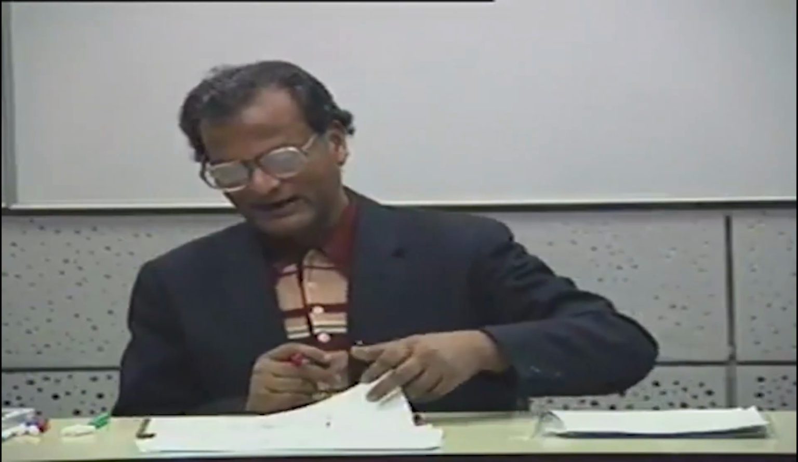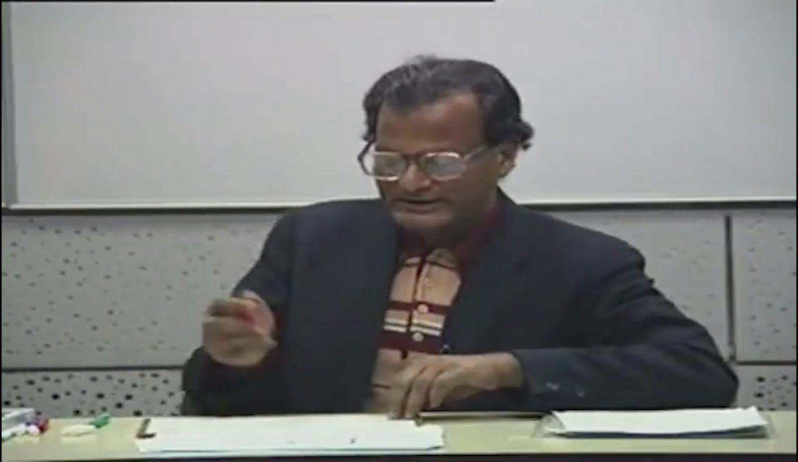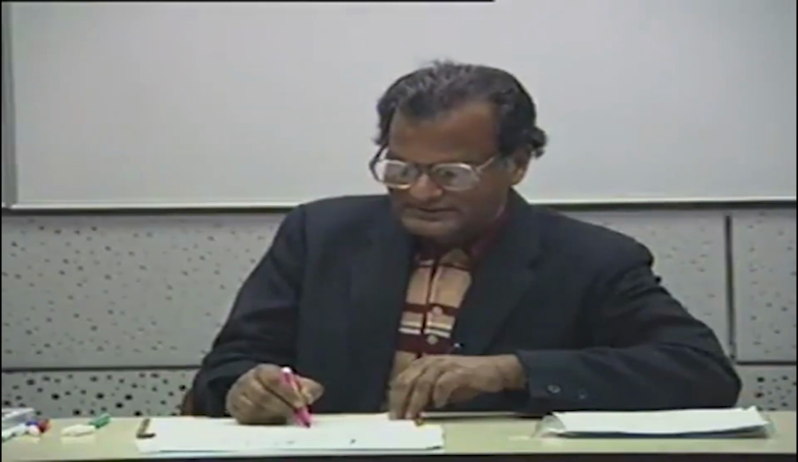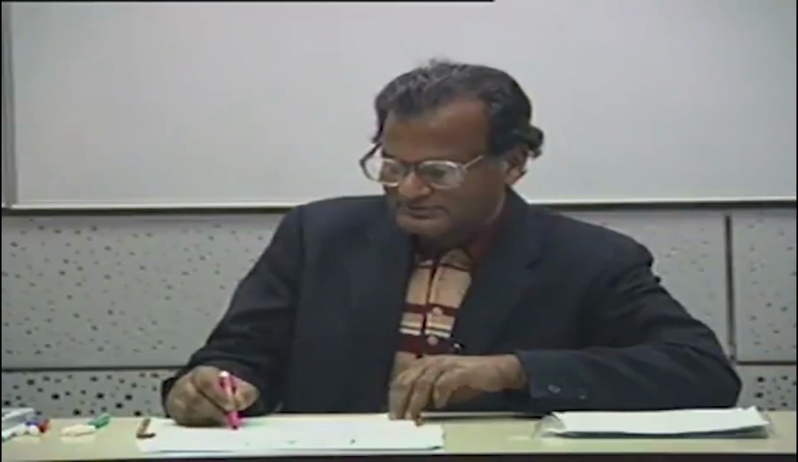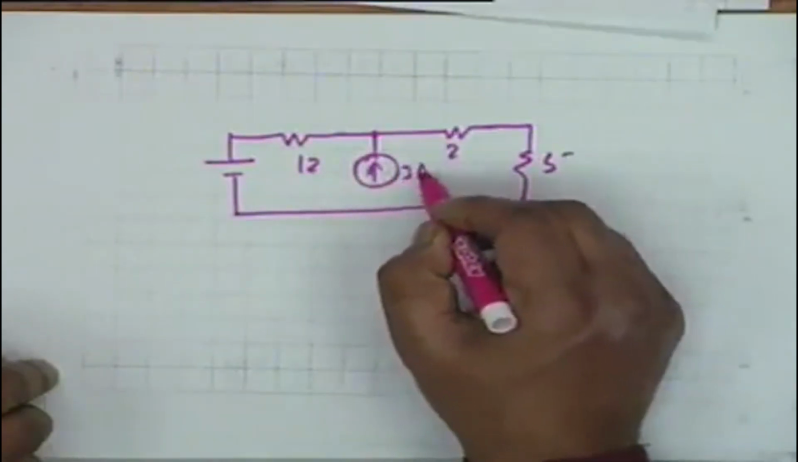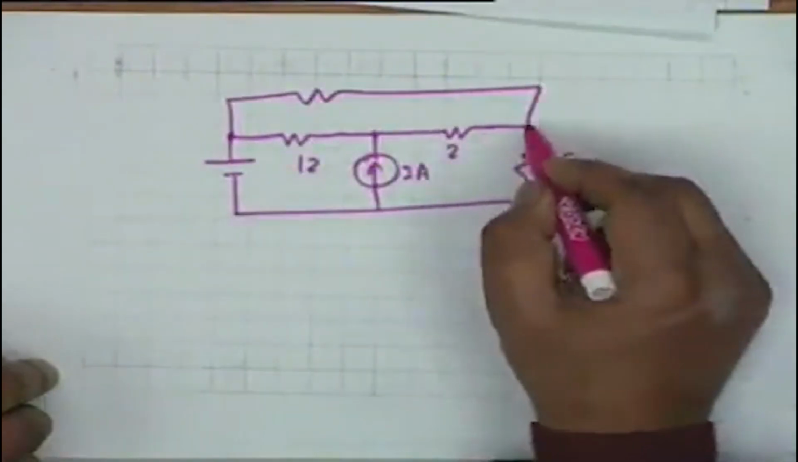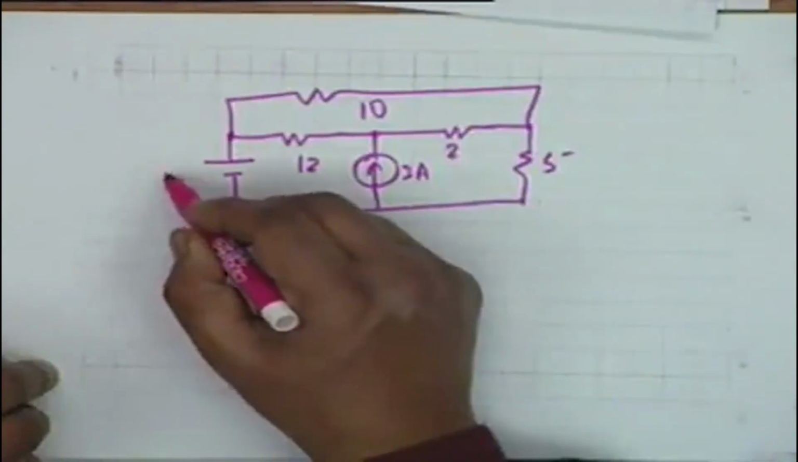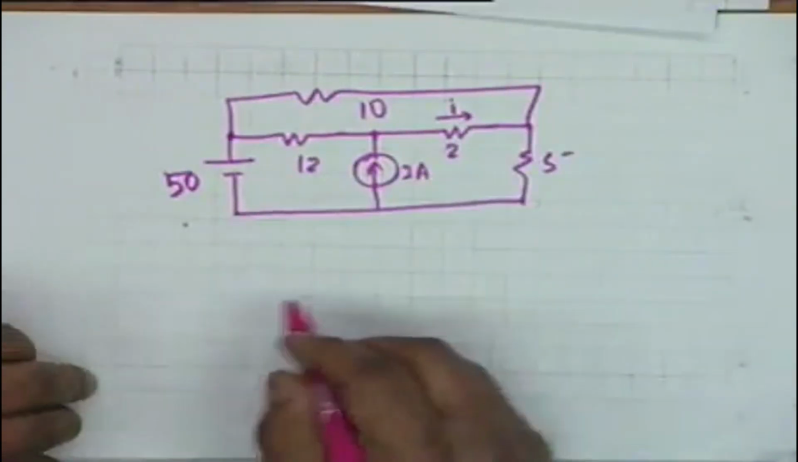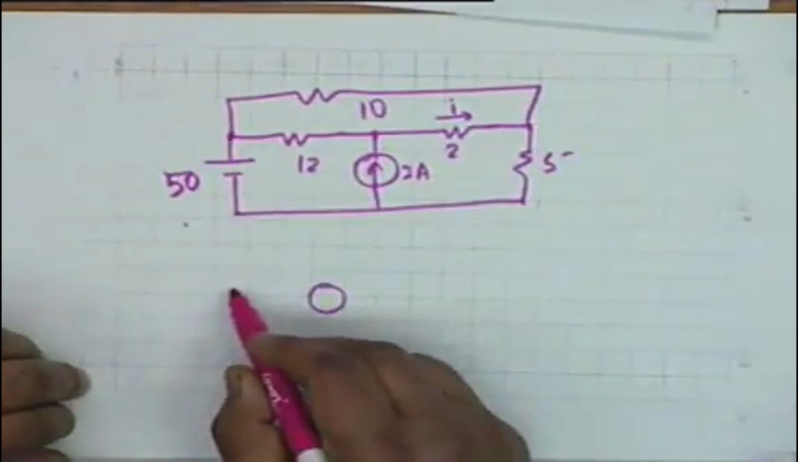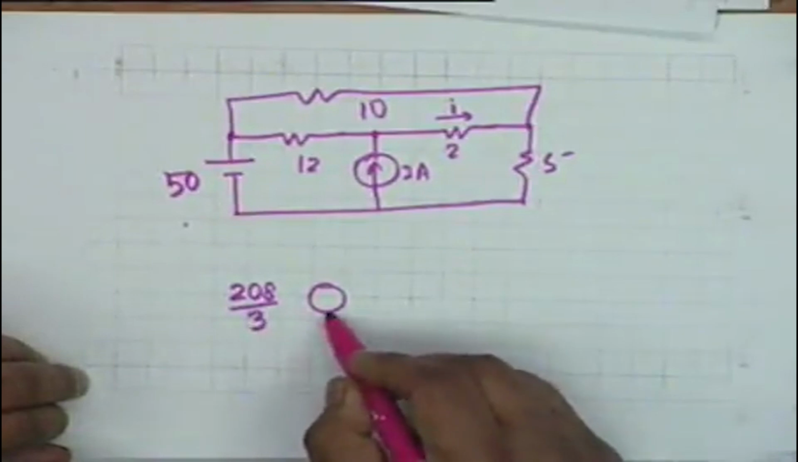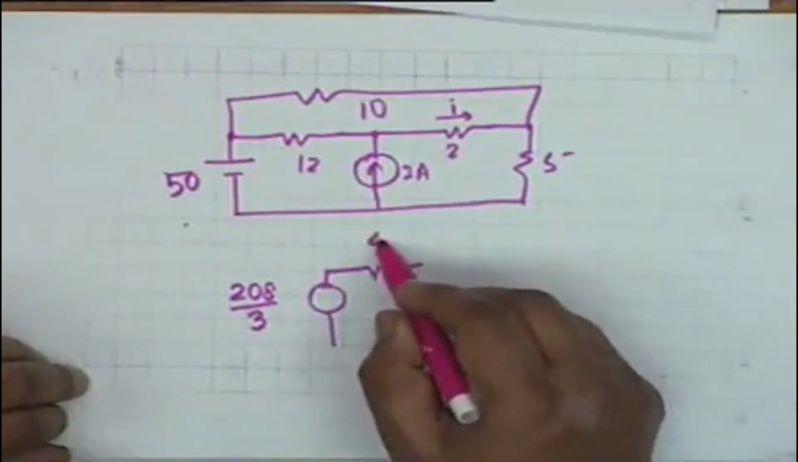Now therefore, our Thevenin equivalent circuit. You remember our original problem was this: 12, 2, 5, 3 amps and 10. This was 50 volt. We were trying to find out I. This is my load, and what I found out is that my VT is 208 divided by 3 and RT is 46 by 3.